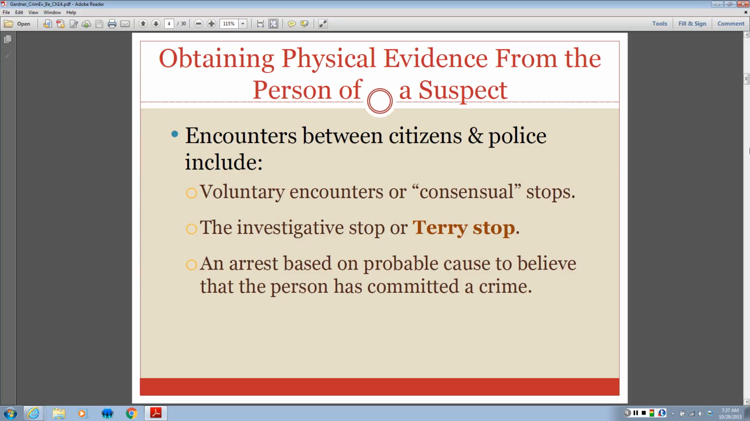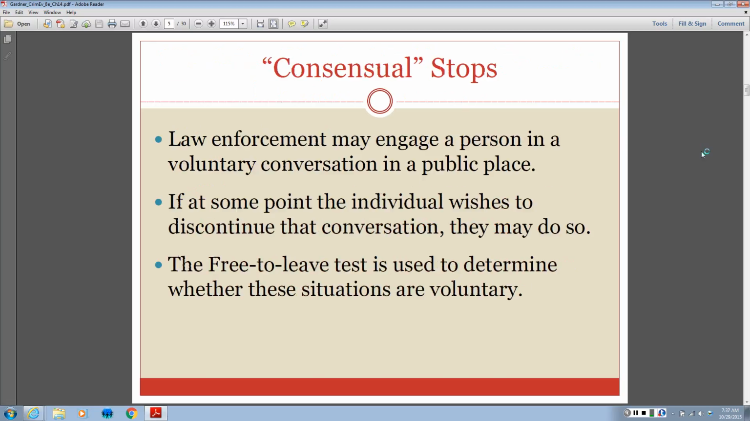It's mentioned throughout your textbook. It's mentioned in other criminal justice classes, but it's a stop simply based on reasonable suspicion. It's limited in scope and duration for the purposes of locating weapons to make sure that the officer is safe. Okay.